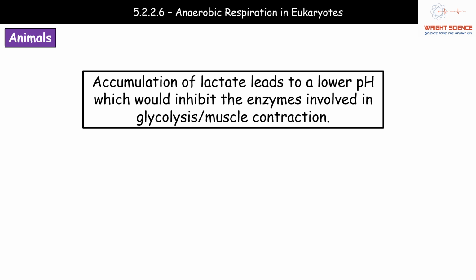When we think about lactate, we have a bit of a problem, because when that lactate accumulates within the muscle tissue in our mammals, for example, it's going to lead to a decreased pH. So the pH is going to get lower. And the problem with lowering pH is that it has an impact on enzyme activity. So what we'd actually find is that this accumulation of lactate, lowering the pH, would end up inhibiting the enzymes that are involved in any of those other processes happening in the area, like glycolysis or muscle contraction.